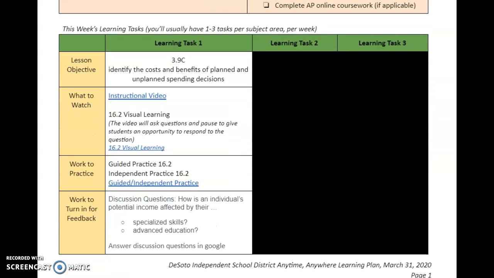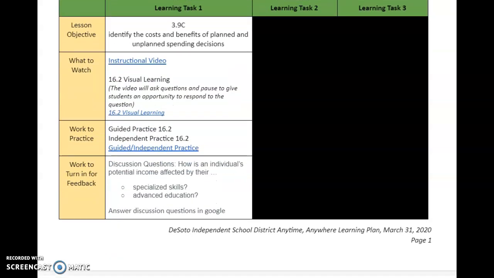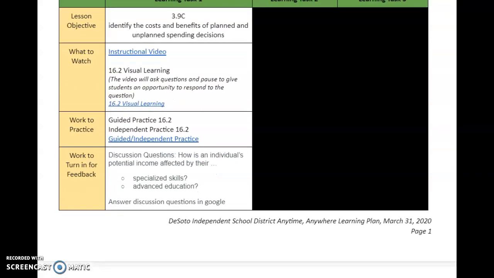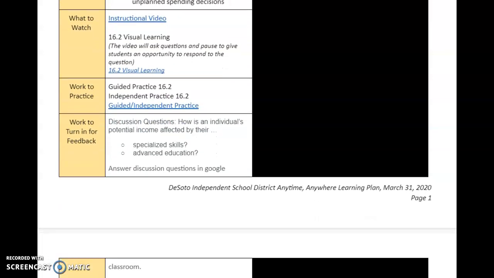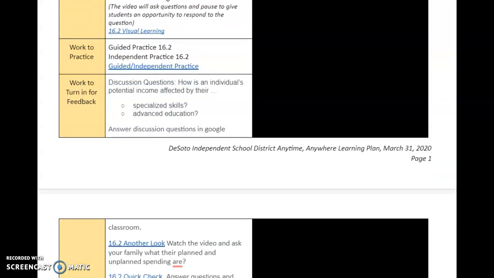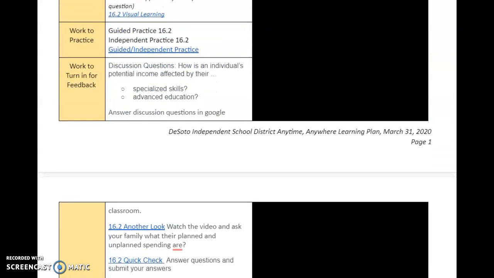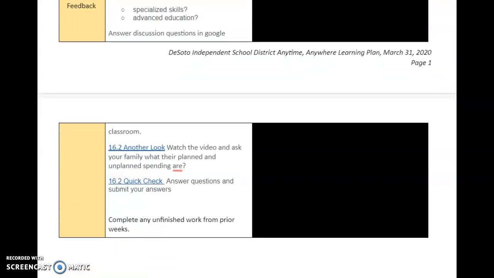Each week, students will have 1 to 3 learning tasks. The lesson objective will tell students what they should be able to do by the end of the lesson. Students will have various videos that they may watch to deepen their understanding of concepts, guided practice and independent practice that will give them additional problems to work on. Students will have discussion questions to foster collaborative conversation amongst their peers. And students will have a quick check that we use as a data collection point. Please remember that students may finish any unfinished work from prior weeks.